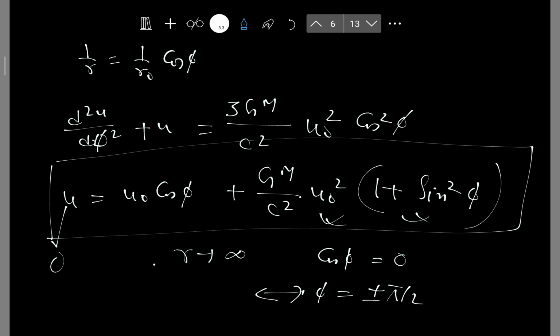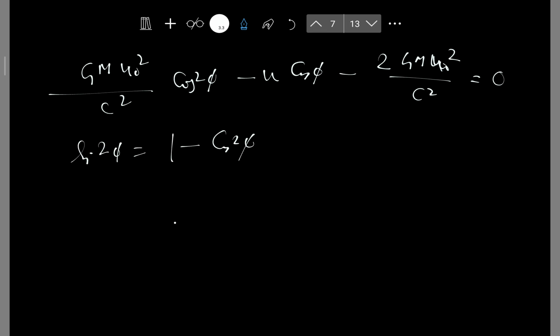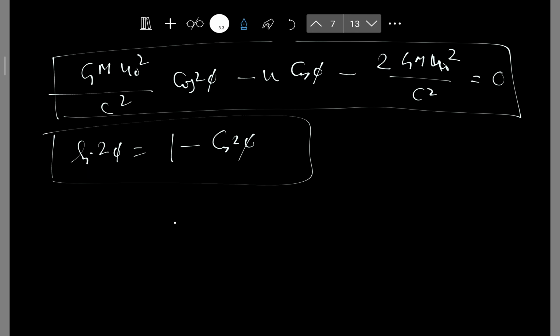And sin squared phi is 1 minus cos squared phi. Taking on the left hand side, we have GM u0 squared by c squared cos squared phi, minus u cos phi, minus 2 GM u0 squared by c squared, equal to 0. Okay, because sin squared phi equals 1 minus cos squared phi. This is a quadratic equation and we apply the Sridhar-Acharya rule.